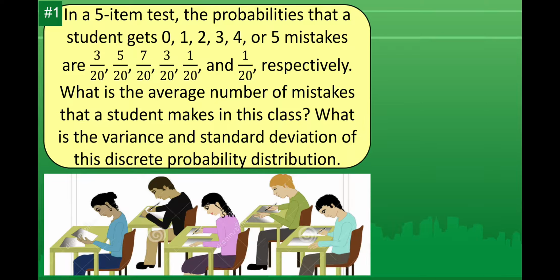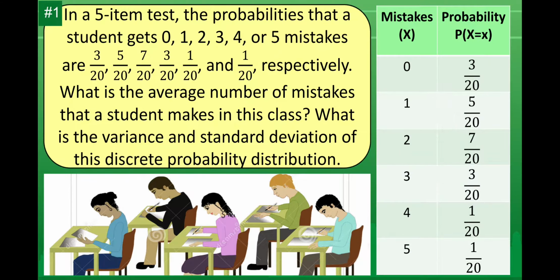So first, we're going to make a table of values for the given problem. We have here a column for the number of mistakes, which is x, and we have the probability of mistakes, P of x. From the number of mistakes or the values of x, we have 0, 1, 2, 3, 4, 5, and we have the probability from 3 over 20 to 1 over 20.